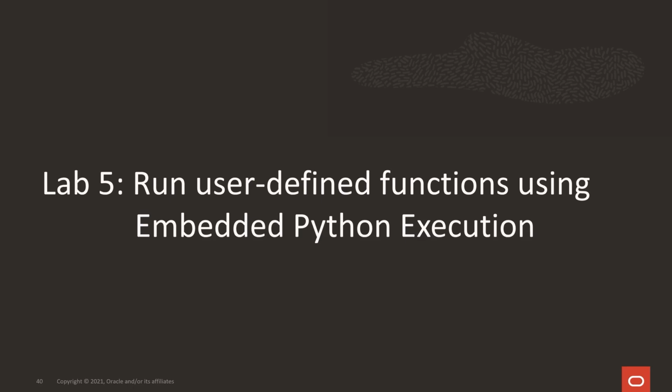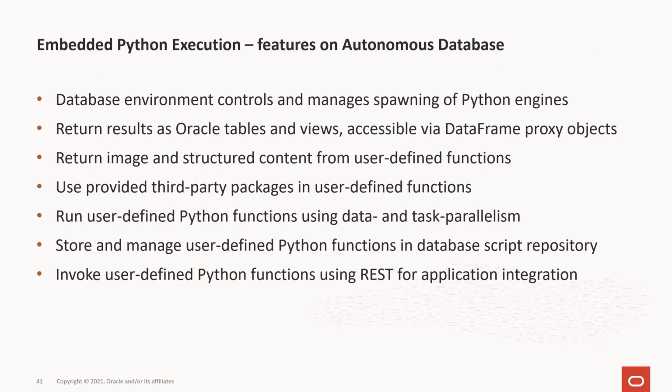Let's move on to Lab 5, running user-defined functions using embedded Python execution. Embedded Python execution provides a variety of features on Autonomous Database. For one, the database environment controls and manages the spawning of Python engines to run your user-defined Python functions, and can automatically load data into that function. The result from your function can be returned as tables, accessible via data frame proxy objects. Both image and structured content can be returned from your functions.